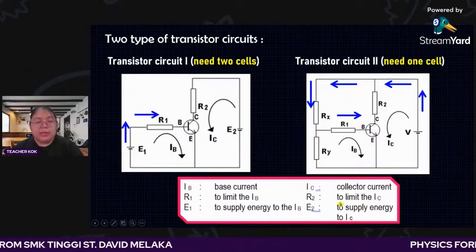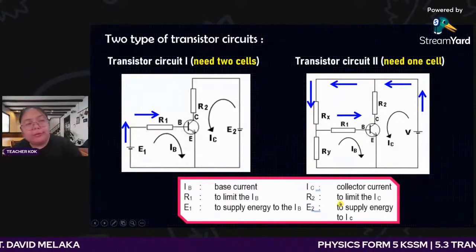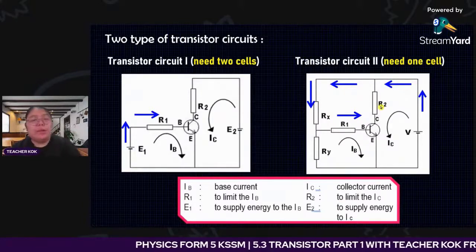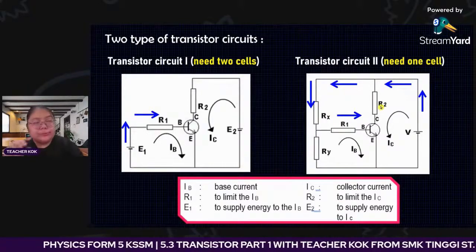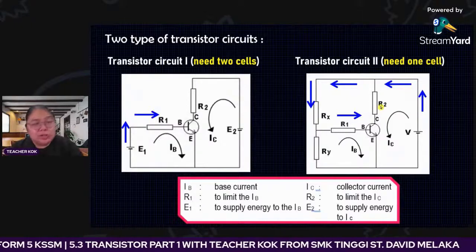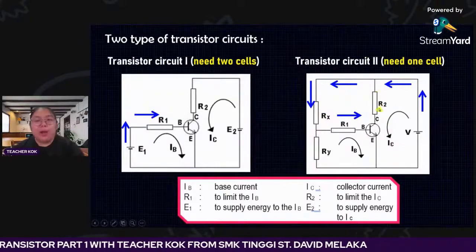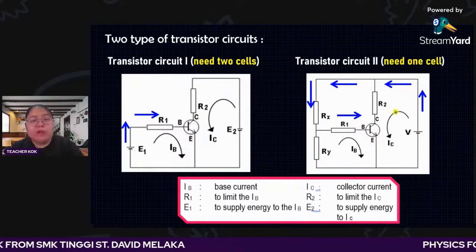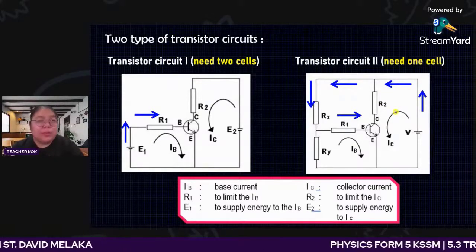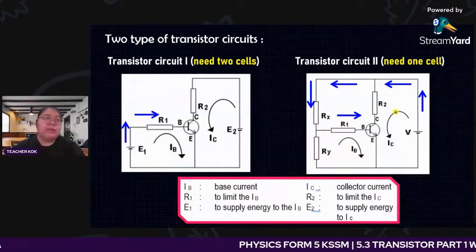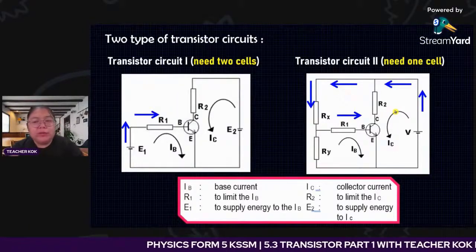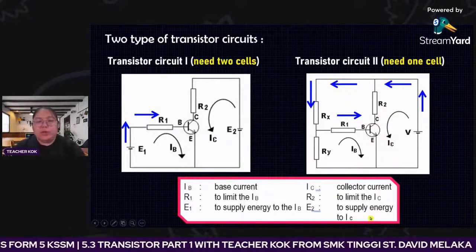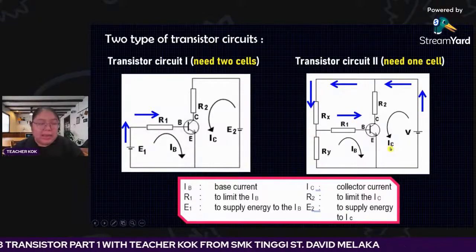Okay, R2 can be said to limit the collector current. They want to block the collector current. You can also say it becomes a resistor divider. They can divide the potential difference. So when I put in R, that means you separate the potential difference and make it drop a bit because there is resistance. You can say it is a voltage divider. It divides the voltage when I put in resistance. E2 is also the same: it is an energy supply to the IC.